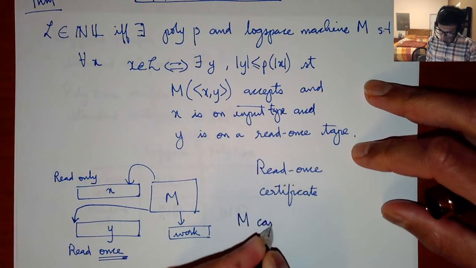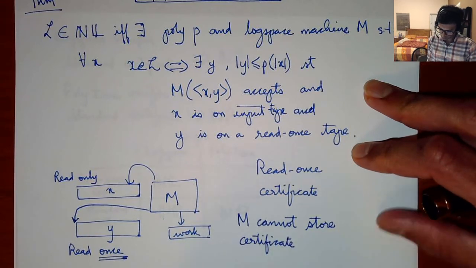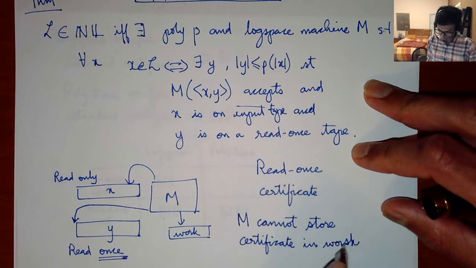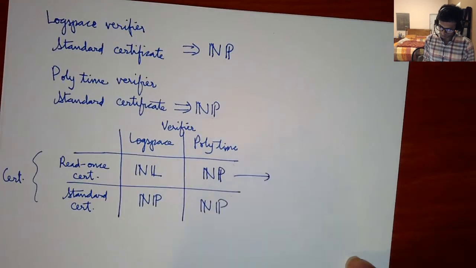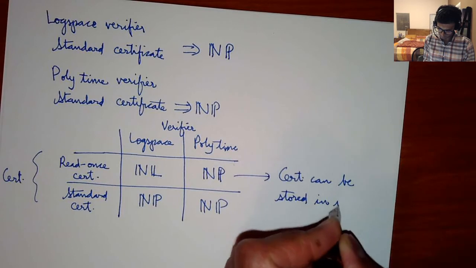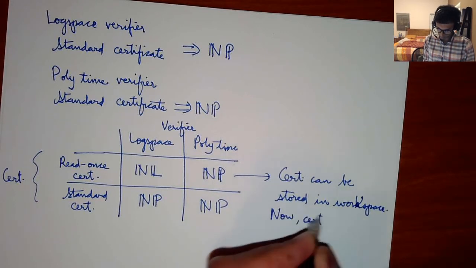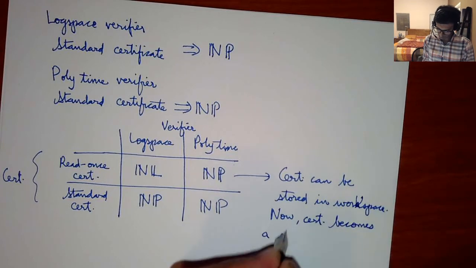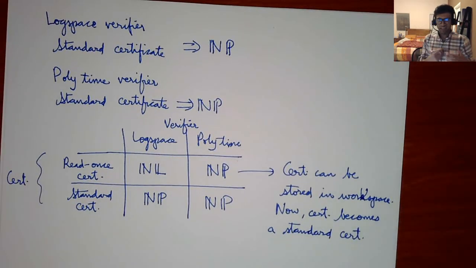So M cannot store the certificate in the workspace. On the other hand, this is NP simply because the certificate can be stored in the workspace. And now the certificate is not read-only. Now the certificate becomes a standard certificate. Does that make sense? Because it actually has enough storage to store the certificate. So it stores the certificate, then it does whatever it wants with it.